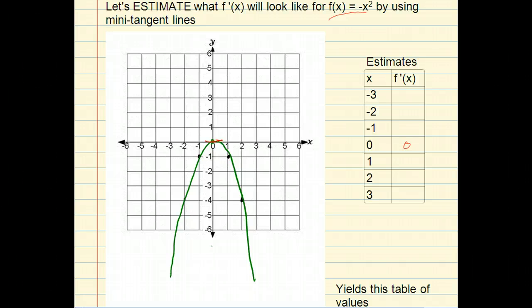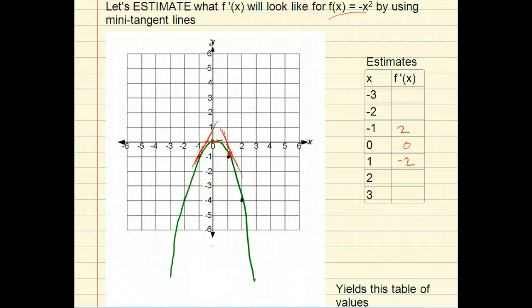When x equals negative 1, if I try to draw in a mini tangent line like that, if I maybe keep it going, it looks like the slope is up 2 over 1, so it looks like it's a positive 2. If I was at positive 1, then the slope of my tangent line looks kind of like it would be down 2 over 1. So it looks like it would be negative 2.